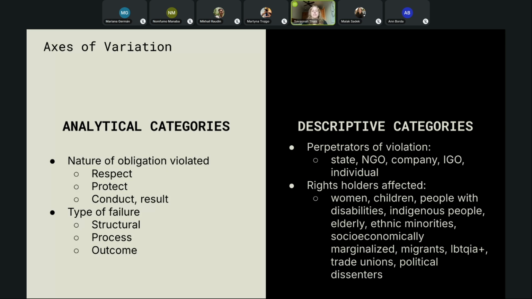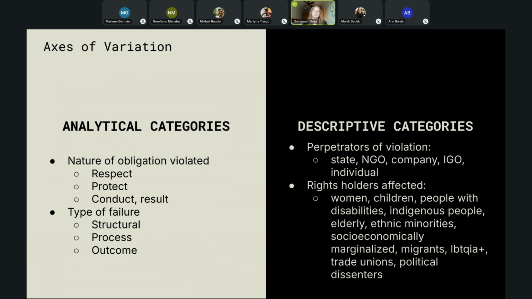So we have two groups of categories in our taxonomy. We have analytic categories drawn directly from international human rights law, looking at the nature of obligation violated: whether the state is violating an obligation to respect, protect, or fulfill, and then the type of failure, if there is a failure present in a particular scenario, what type of failure that is.